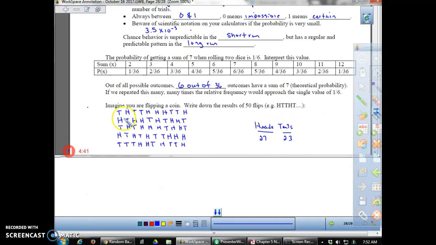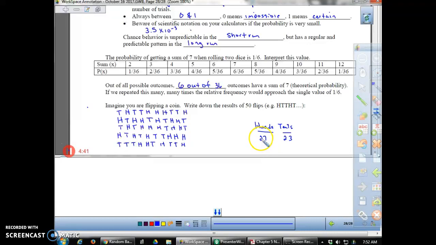Okay, so I flipped a coin 50 times, and I recorded. I have like 10 per row, just to kind of organize it. And I had 27 heads and 23 tails. And obviously, your results will be a little bit different. What I'm interested in figuring out, though, is how close are we getting to what we would expect to happen, which would be 25 and 25.